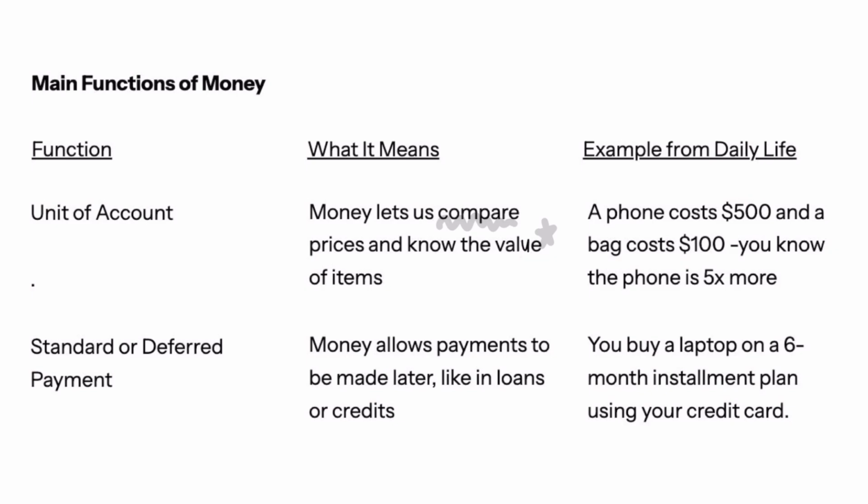Now we'll talk about unit of account. This lets us compare prices and helps us know the value of items. An example I'll give is a phone costs $500 and a bag costs $100. This lets you know that comparatively the phone is 5 times more valuable in price.